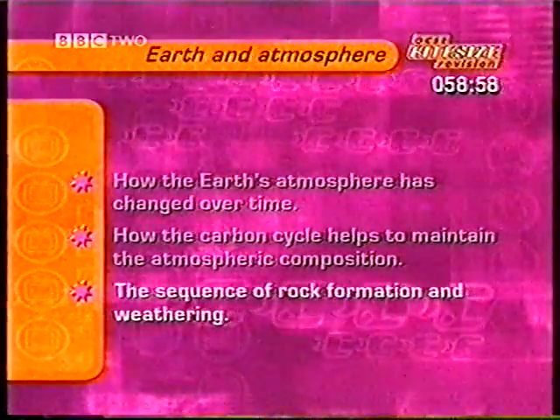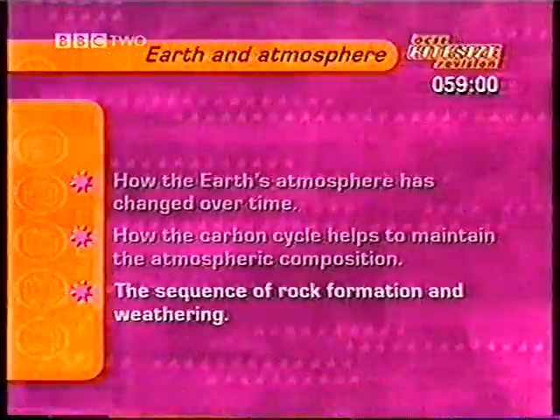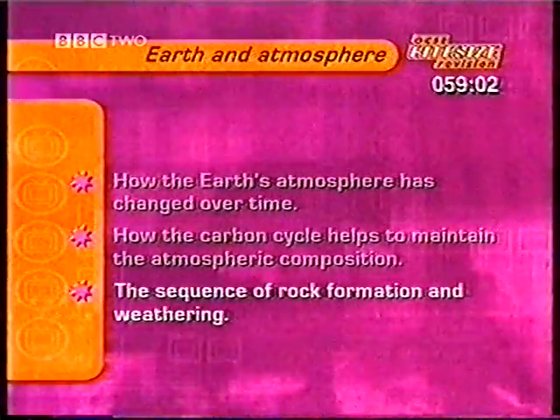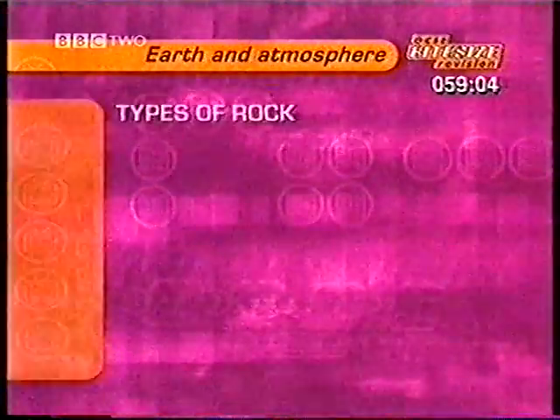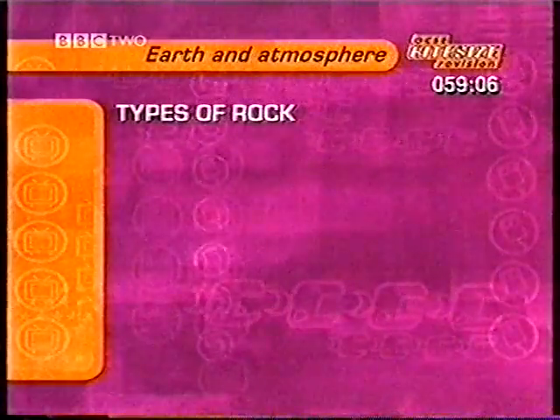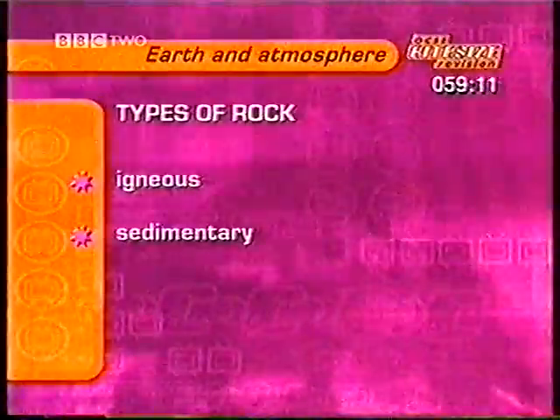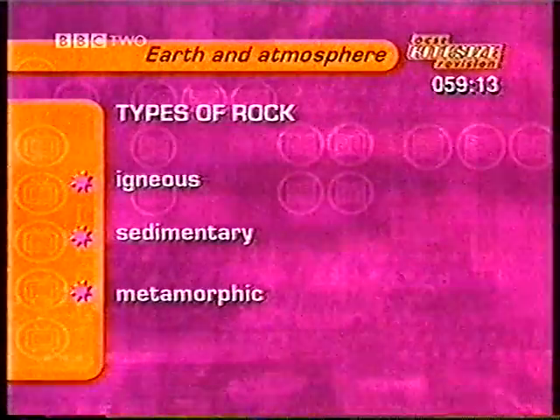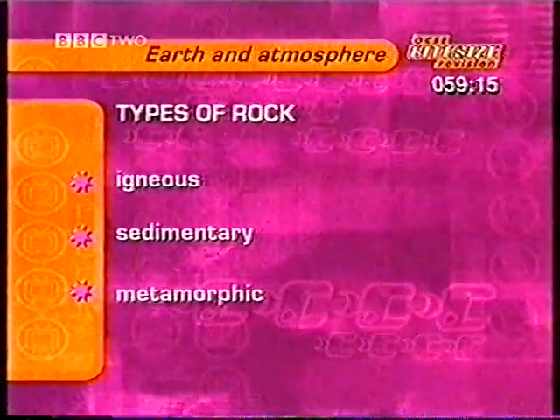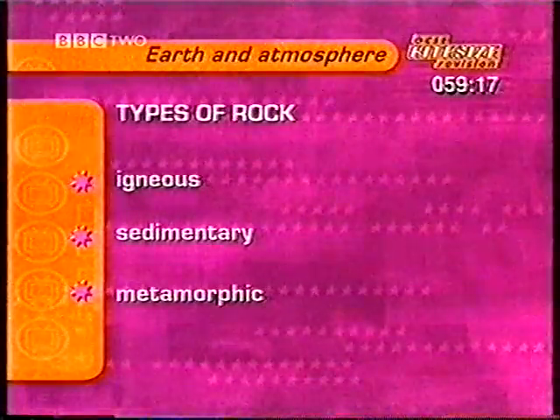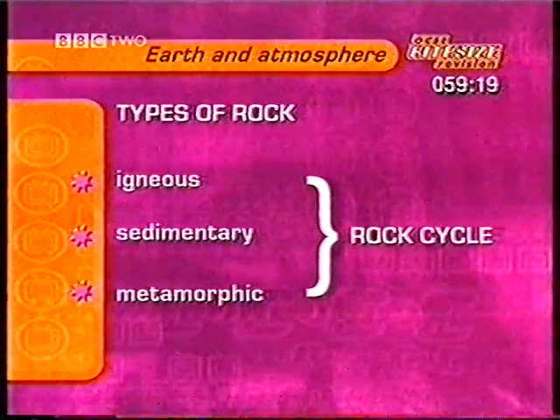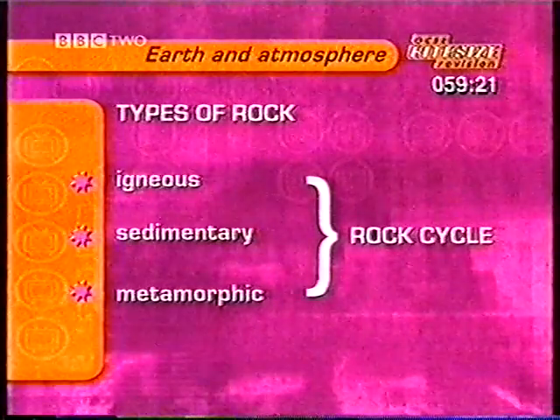The next part looks at the sequence of rock formation and weathering that makes up the Earth. There are three types of rock you need to know about. They are igneous, sedimentary, and metamorphic. These rocks are linked to each other by the rock cycle. The next clip explains how it works.